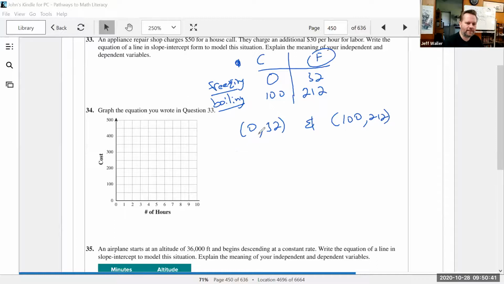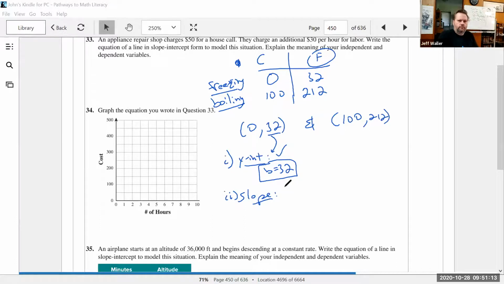So what's kind of nice about this? Do I know my y-intercept? What's B? 0, 32. Yeah, so the y-intercept is (0, 32), check. So B is going to be the y piece, 32. So we got the B part, check. Now take a minute and figure out the slope. It's going to be a fraction. Don't freak out. Just reduce it.